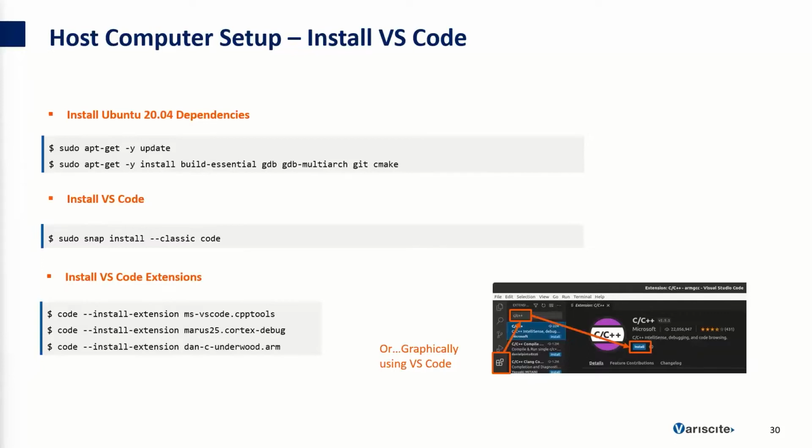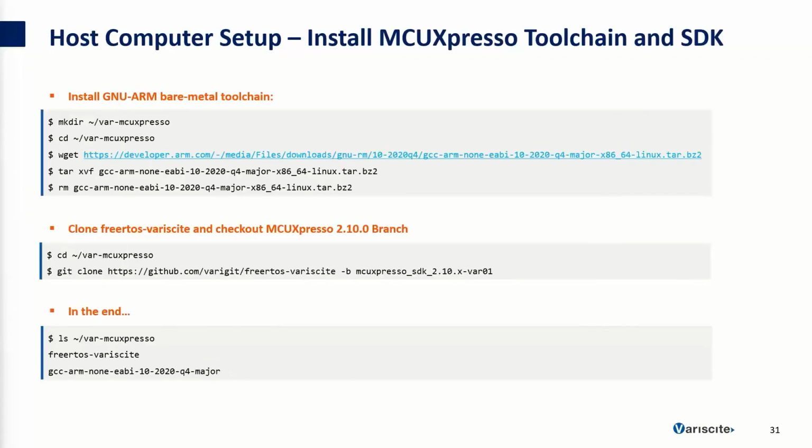This can be done either from the command line as shown on the bottom left or from VS Code graphically as shown on the bottom right. Okay, the next step is to create a new project directory named var MCUXpresso. And again, you can name this anything that you prefer.